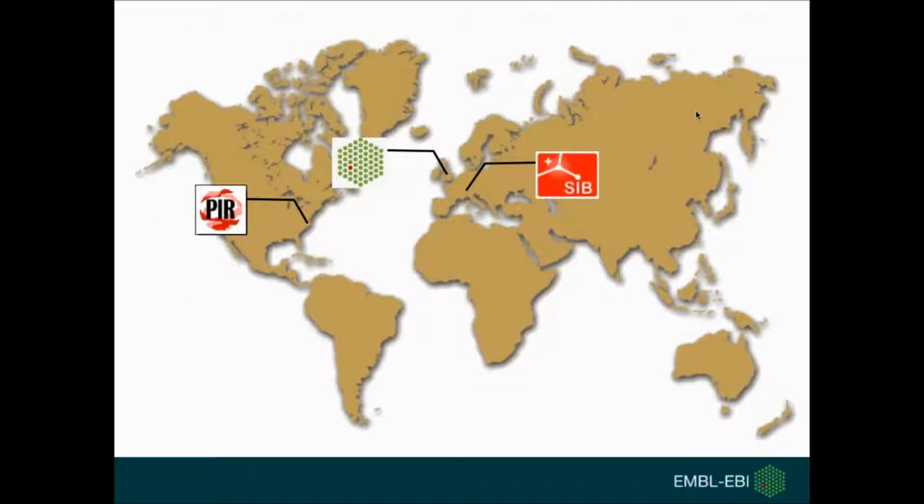UniProt is a consortium with members in 3 different countries. So we have PIR in the United States, we have SIB in Switzerland, and EBI, which is located in the United Kingdom.